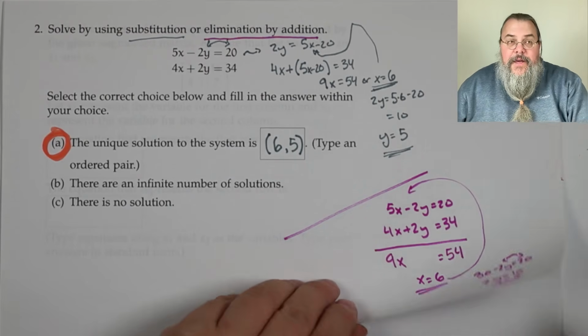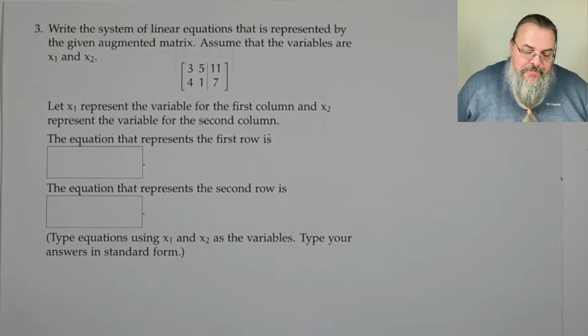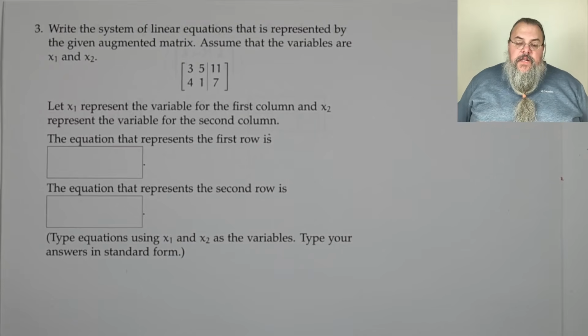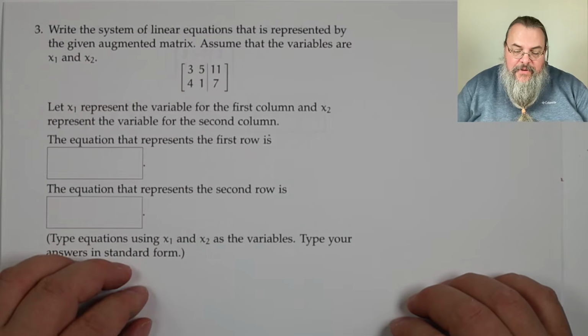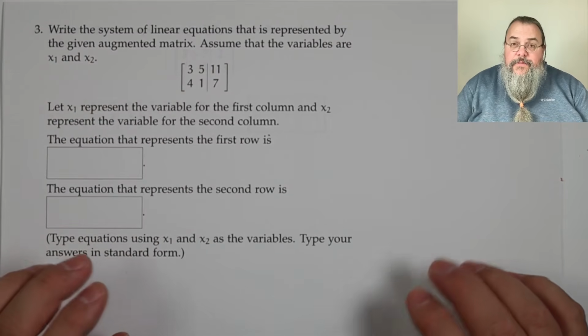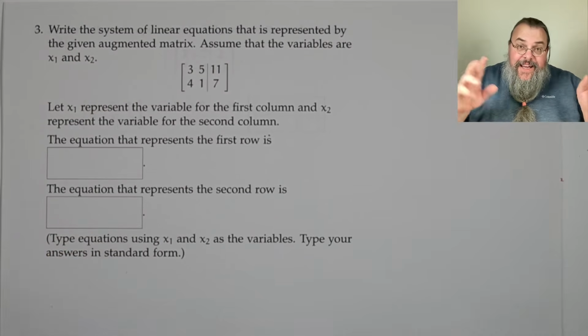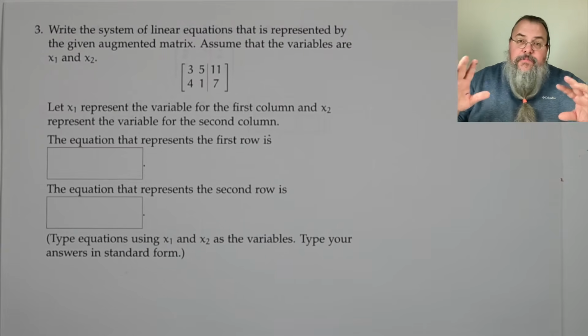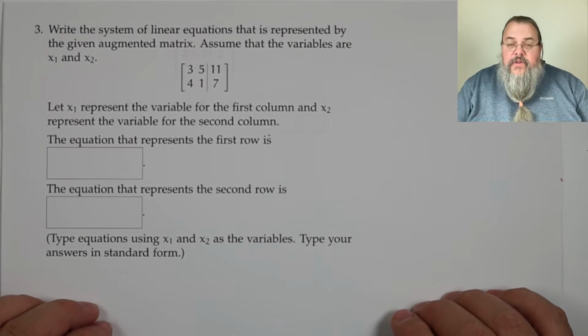All right, well, that's number 2. On to number 3. Write the system of linear equations that is represented by the given augmented matrix. Assume that the variables are x1 and x2. All right, so instead of x, y, x1, x2, that's perfectly fine. Just different symbol names. So it's an augmented matrix.